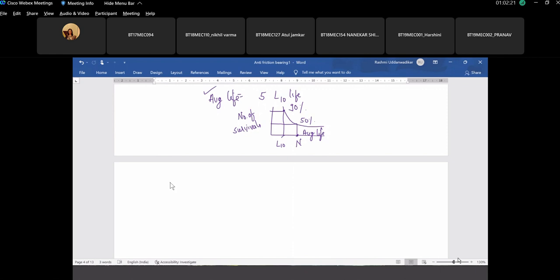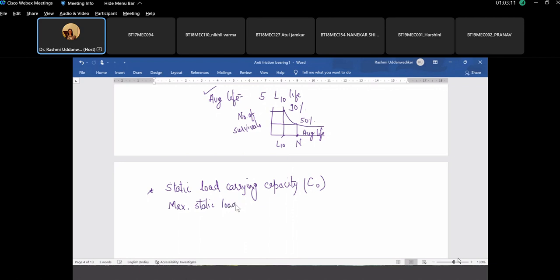Then there are two more criteria given in the design data book. We'll quickly go through these two and then we'll refer to the design data book for better understanding of all these terms. There is a term called static load carrying capacity, which is given by C0, which by definition is the maximum static load till permanent deformation in static condition. You can write down, this is the maximum static load. It is withstanding a load while it is not rotating. So it's the static load till permanent deformation in static condition.